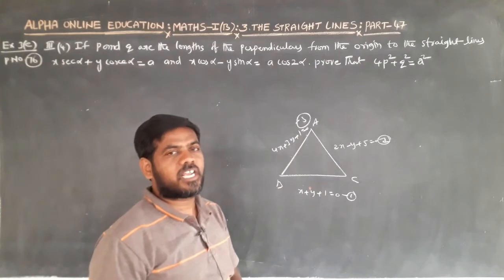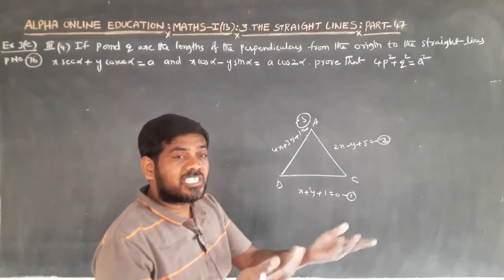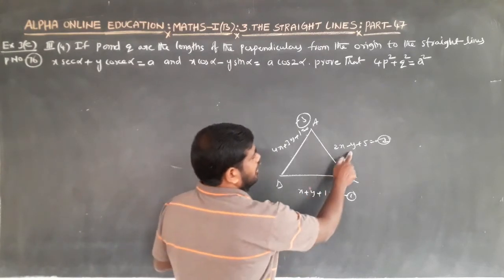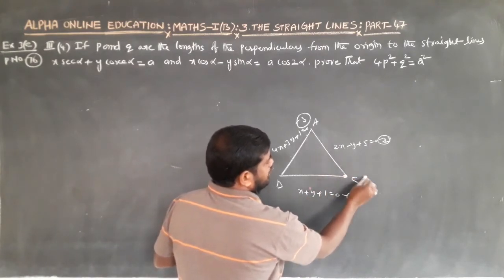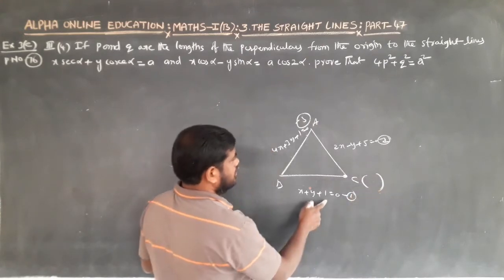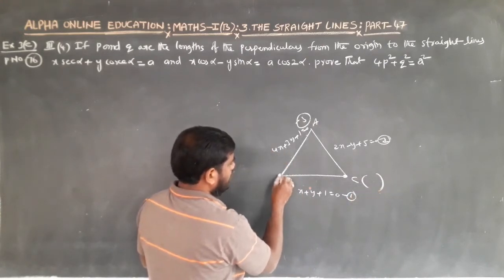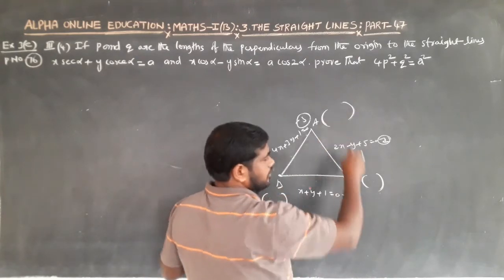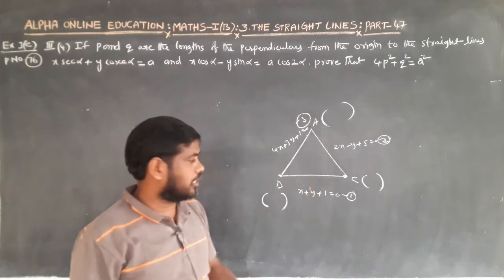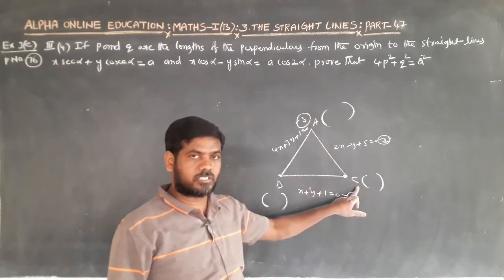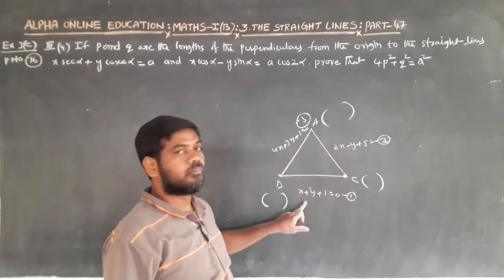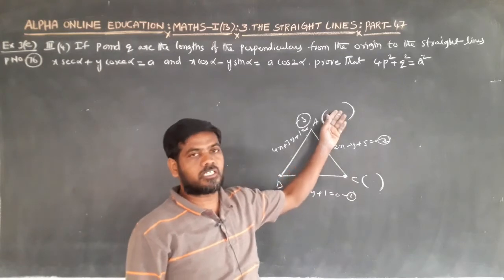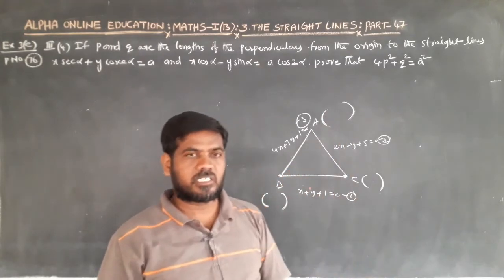First of all, find the vertices of the triangle. Solve equations 1 and 2 to find the vertex C. Solve 1 and 3 to find the vertex B. Solve 2 and 3 to find the vertex A, and similarly follow yesterday's process.